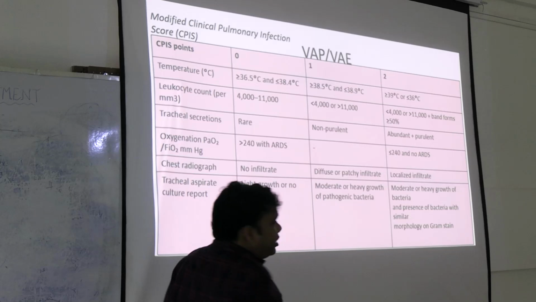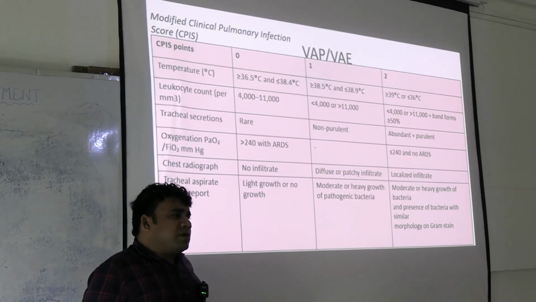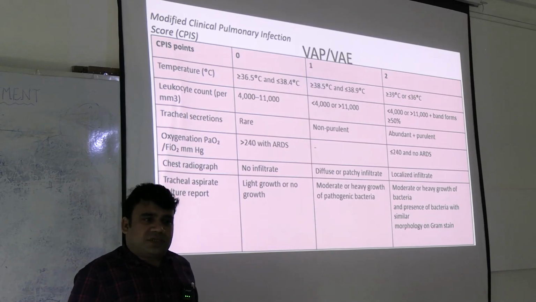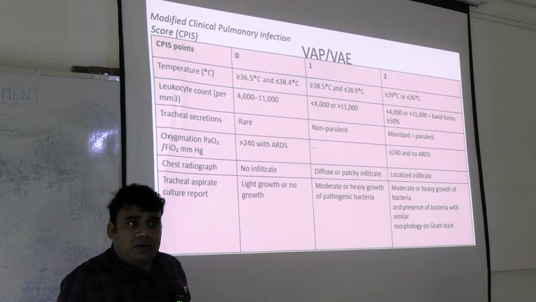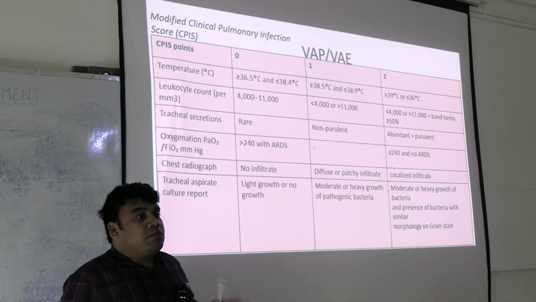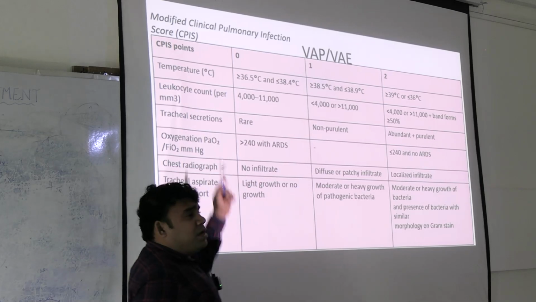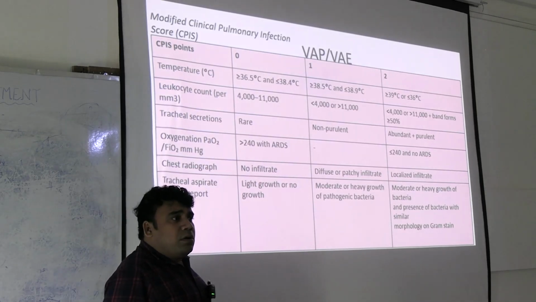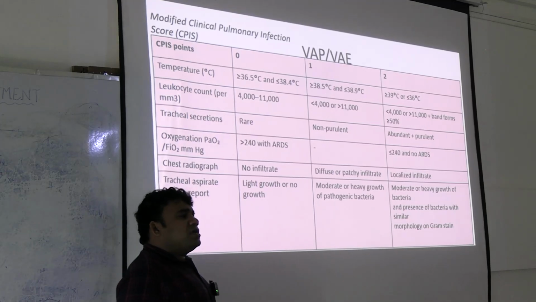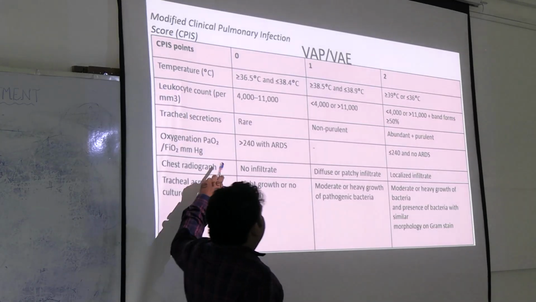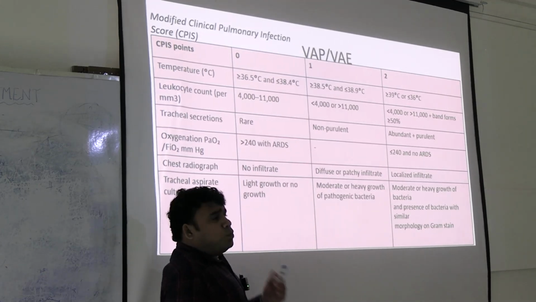First is, whenever there is an infection, you may find either hypothermia or hyperthermia based on the patient status. Temperature may rise, and if the patient is very ill, the body may even cool down. That is hypothermia. Similarly, peripheral blood count. Normal reaction is increase in leukocytes, but sometimes in severe cases decrease in leukocytes. Then what are the tracheal secretions, whether it's purulent or not.